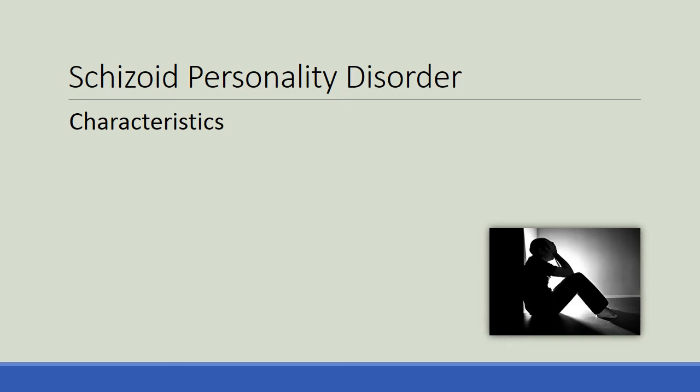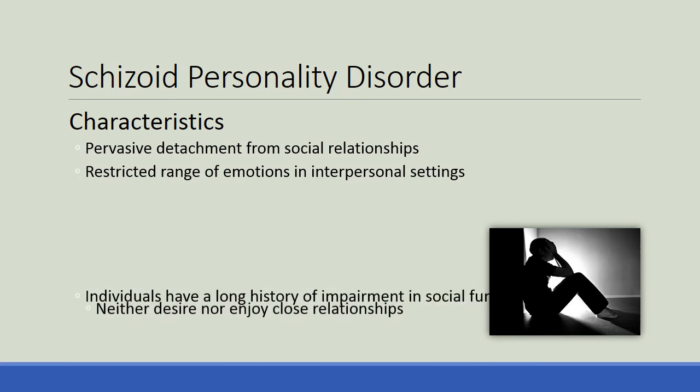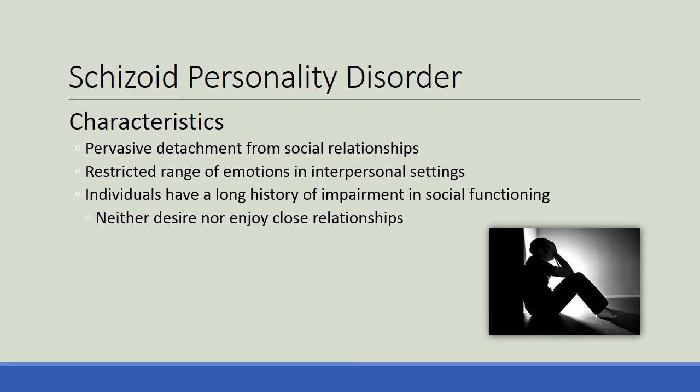The next diagnosis in this cluster is schizoid personality disorder, and we'll take a look at some of the characteristics. There is a pervasive detachment from social relationships. Individuals with this disorder prefer to be by themselves rather than with others. They appear to have no desire for acceptance and love, even by their families. There is a restricted range of emotions in interpersonal settings. Others perceive them as cold, reserved, and reclusive. Individuals have a long history of impairment in social functioning. They neither desire nor enjoy close relationships.